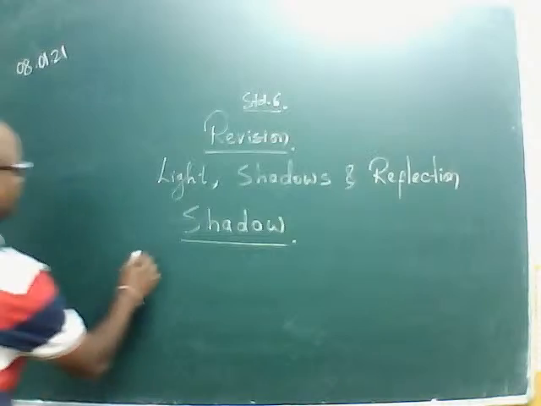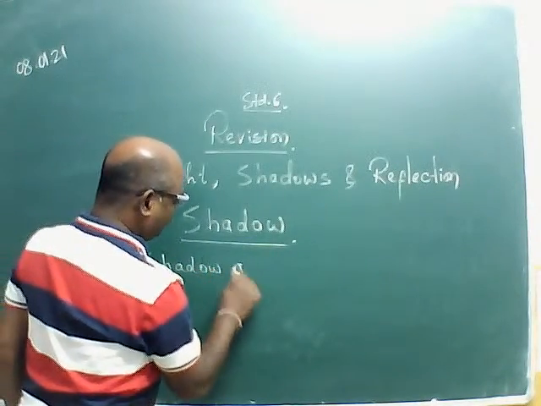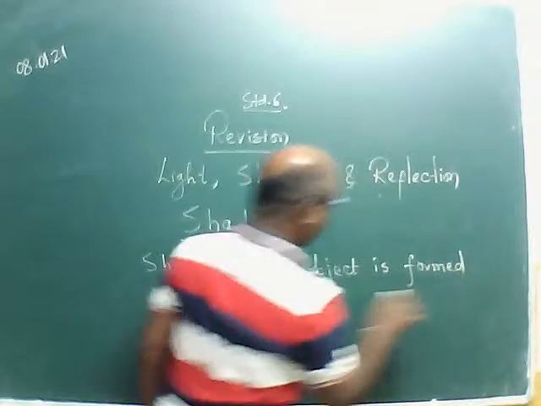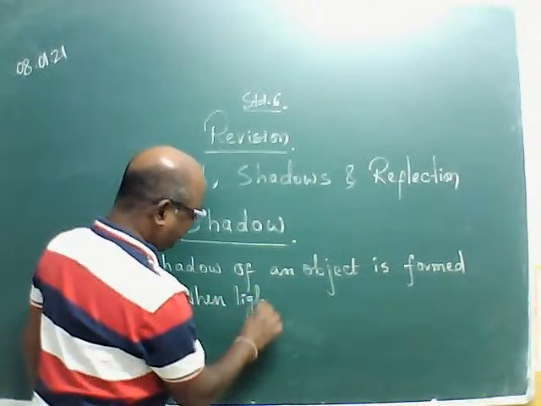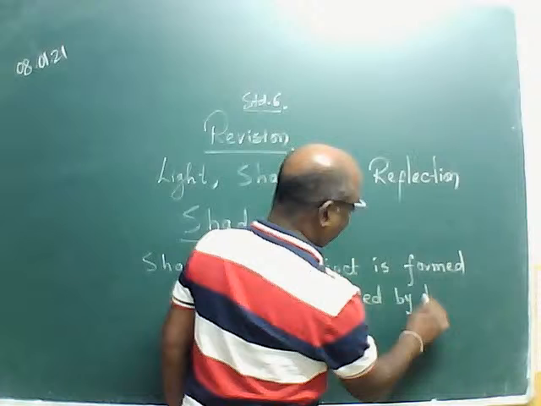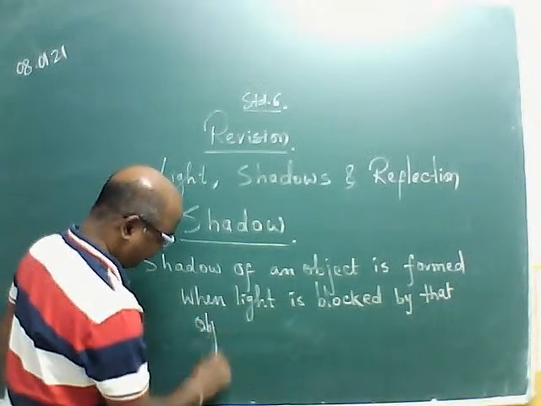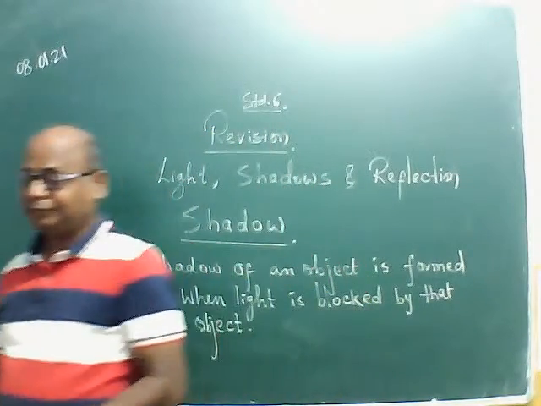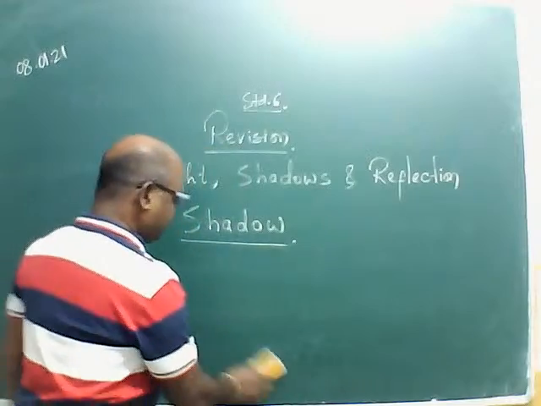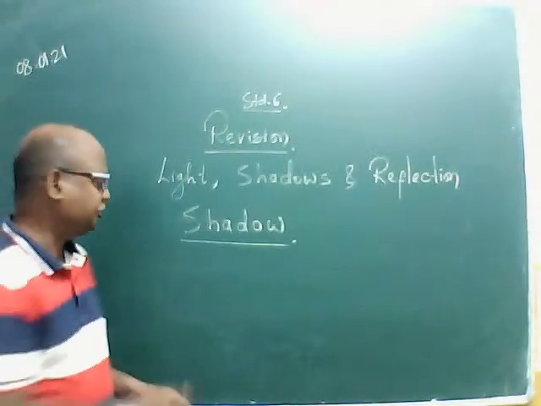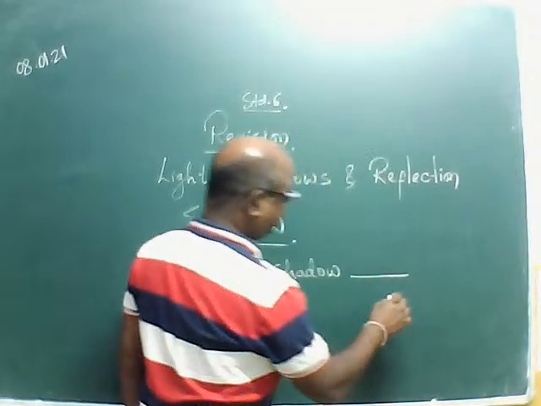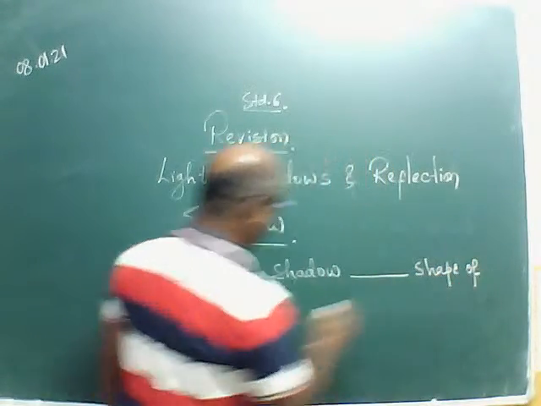Okay, a shadow of an object is formed when light is blocked by that opaque object. Now, we will find that the shape of the shadow matches the shape of dash. Yes, the shape of the shadow, the shape of dash.